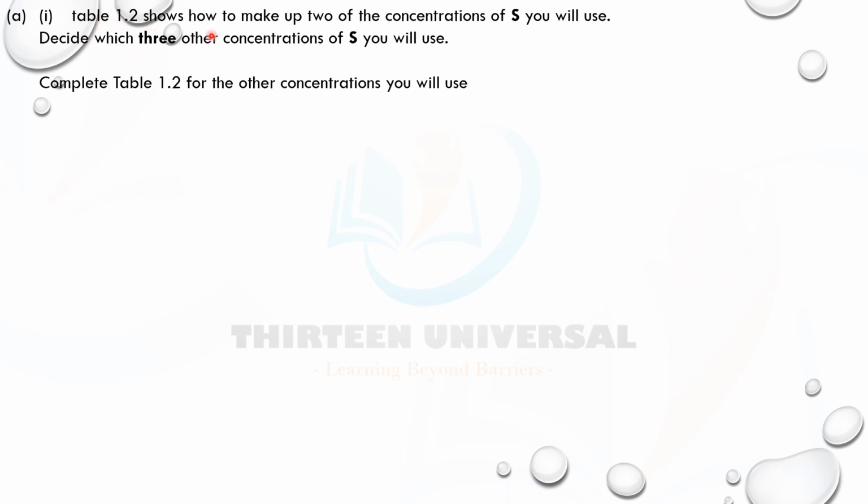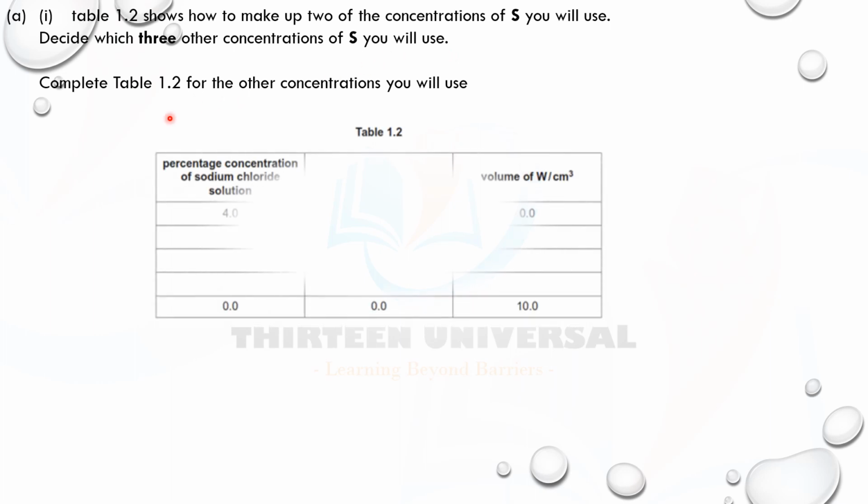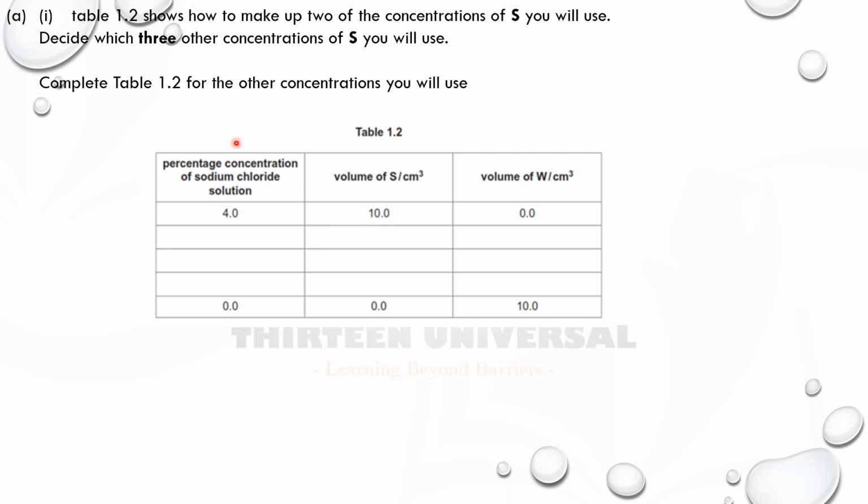Table 1.2 shows how to make up 2 of the concentrations of S you will use. Decide which 3 other concentrations of S you will use. Complete table 1.2 for the other concentrations you will use. Now I want you to complete this. Pause this video and try to complete it.